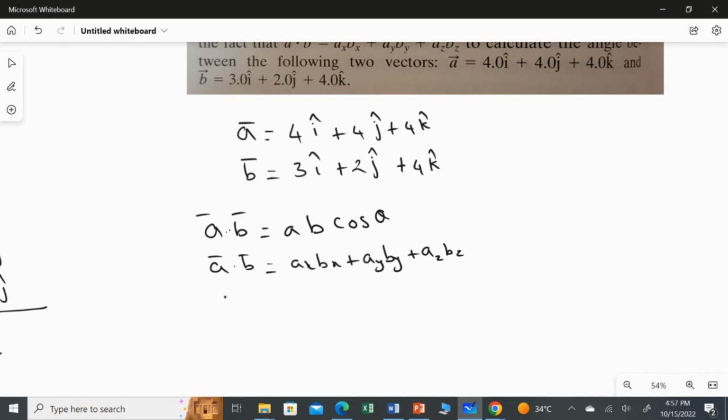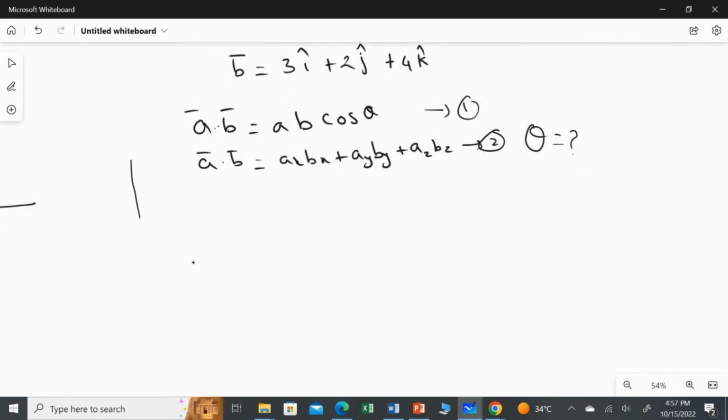So what we are going to find? We are going to find the value of theta. Here, I can give numbers to the equations. This is equation 1, this is equation 2. See the left-hand side of equations 1 and 2. The left-hand sides are exactly A dot B, A dot B. So I can equate the right-hand sides of these two equations.